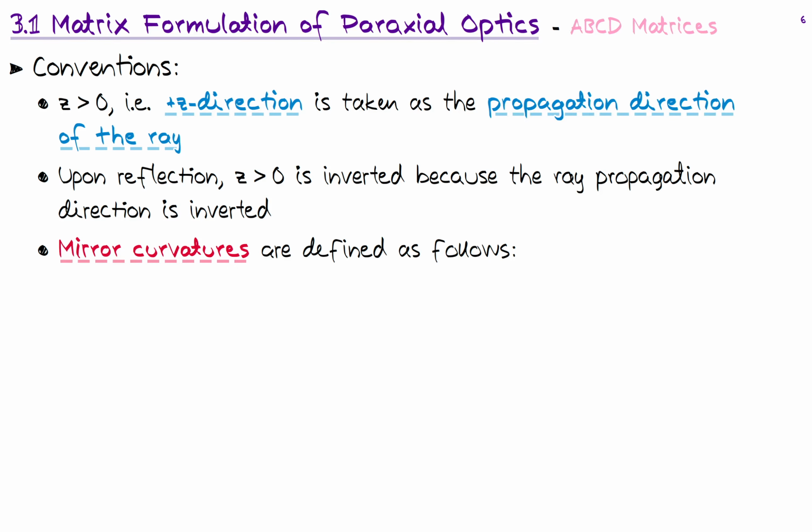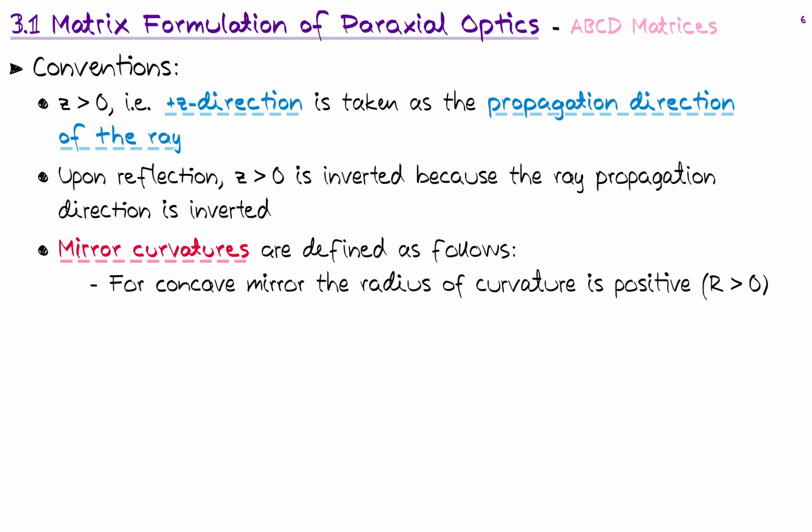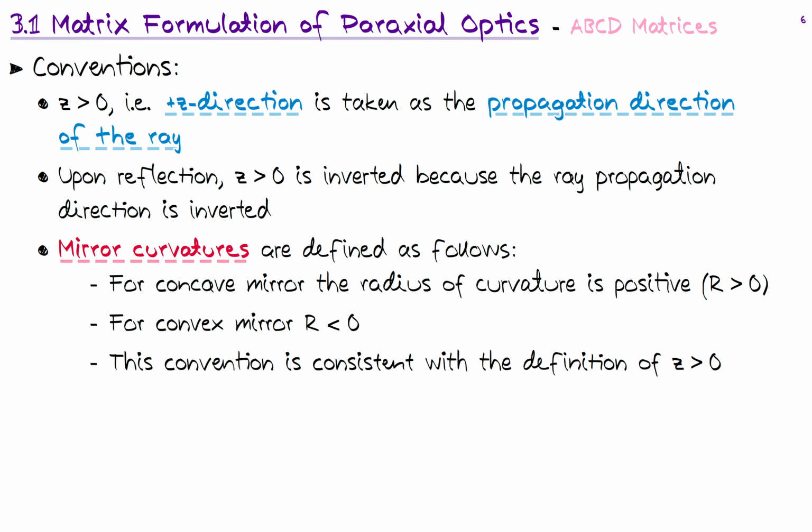Then about mirror curvatures, they are defined as follows. If we have a concave mirror, then the radius of curvature is defined to be positive, and for convex mirrors, we define the radius of curvature to be negative. And this convention is consistent with the definition that we have propagation along the positive z direction.